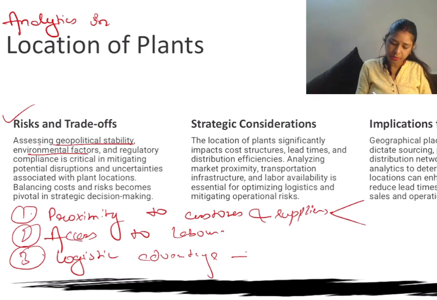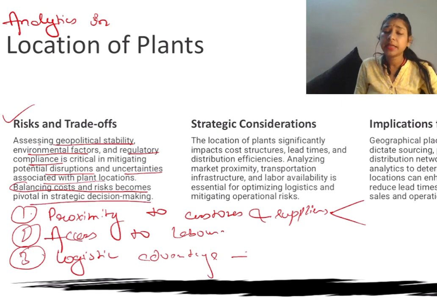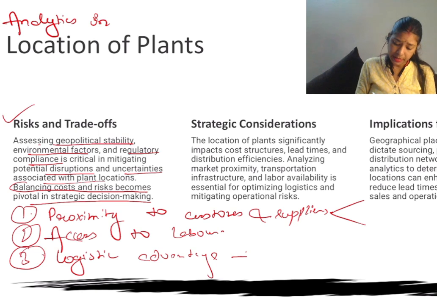The environmental factors should be assessed. The regulatory compliance is very critical, so it should be assessed that there are no potential disruptions in the upcoming future and uncertainty associated with the plant location. So balancing the cost and risk is very important in the decision making of the location of the plant. So analytics should be used there. Now in the next slide we will be discussing the analytical tools that are used for choosing the location of the plants. Right now we are discussing the points that need to be assessed. We have discussed that geopolitical stability, environmental factors and regulatory compliances should be taken into account.